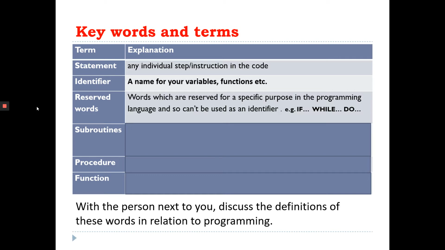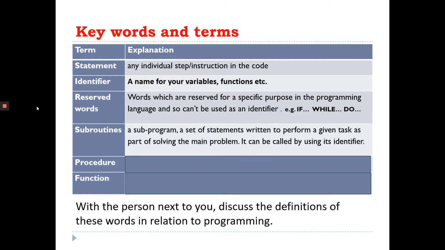Next, reserved words. These are words that have a use in the language already, so they cannot be used as an identifier. Examples include if, while, do, start, end, etc. Next, subroutines. A subprogram is a set of statements written to perform a given task as part of solving the main problem. It can be called using its identifier. Essentially, you will want to decompose any program that you create into as small chunks as possible. It's good programming practice, and over the coming lessons, we will establish why that is.